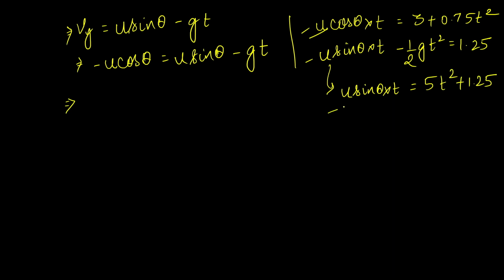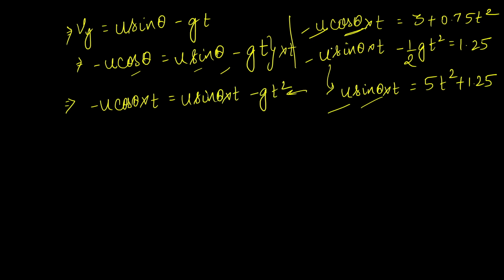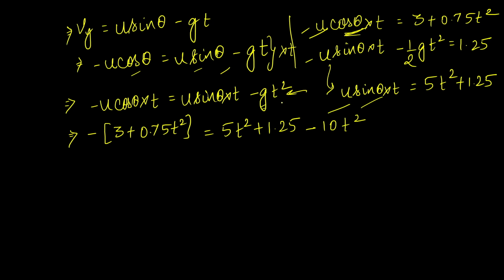So now we are having this, this and this. So we are having u cos theta multiplied by t and u sine theta multiplied by t. Here we are having just u cos theta and u sine theta. So just multiply this equation with t, and that will be u cos theta multiplied by t is equal to u sine theta multiplied by t minus gt square. So just put this u cos theta multiplied by t over here, that is minus 3 plus 0.75 t square, that is equal to u sine theta multiplied by t, 5t square plus 1.25 minus 10t square, because this g is nothing but 10.